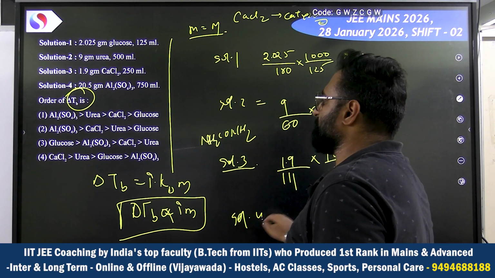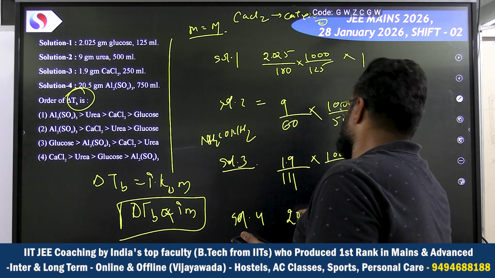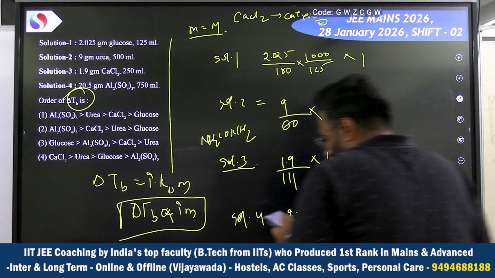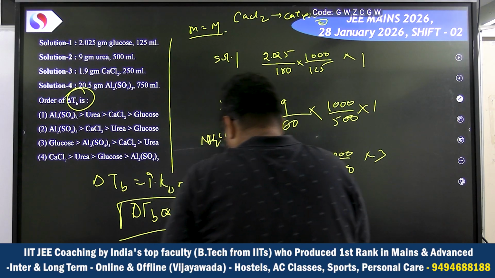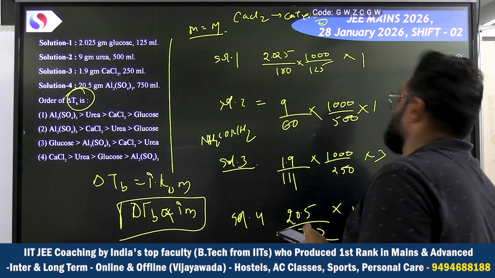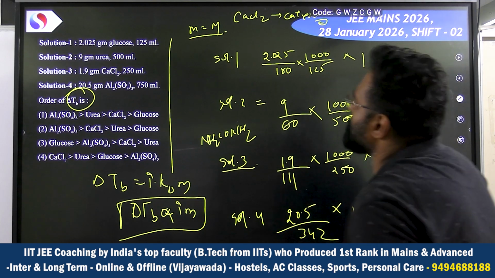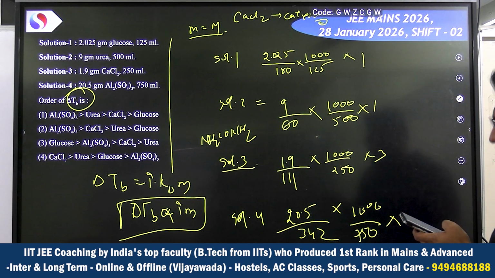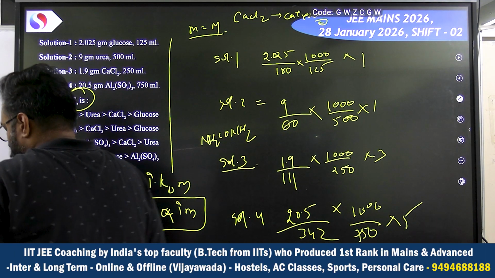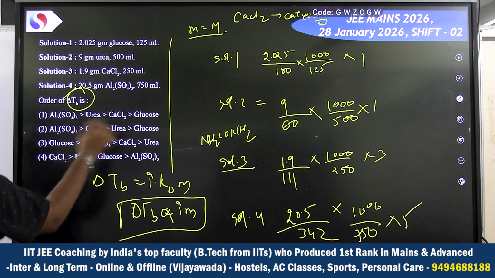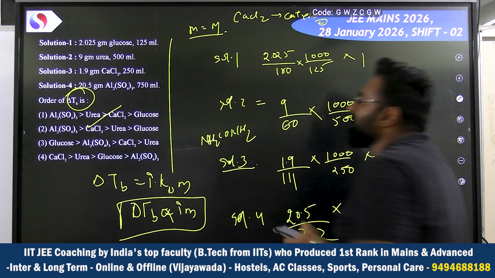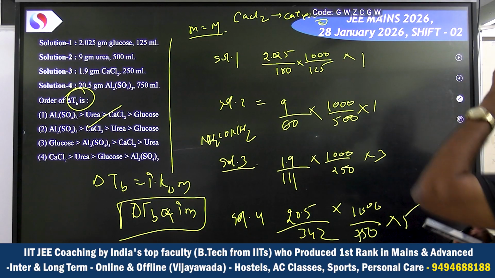And for solution 4, 20.5 divided by what is the mass of aluminium sulfate? The mass of aluminium sulfate will be 342 into 1000 by 750. And what is the total ions? Total ions will be 5. So calculate the following. You will have your answer. So on calculation, Al2(SO4)3, then urea, then calcium chloride, and then glucose. This option will be correct. Option number A will be correct on calculating all of this.